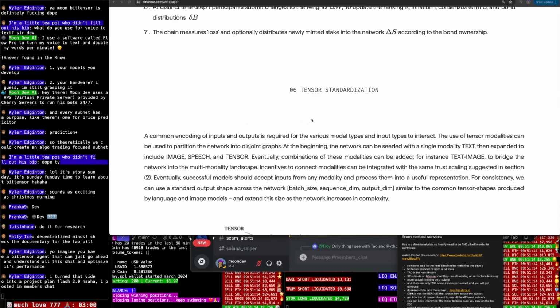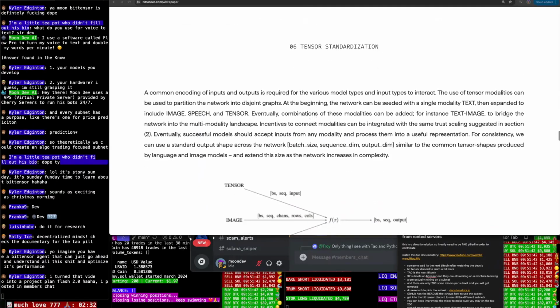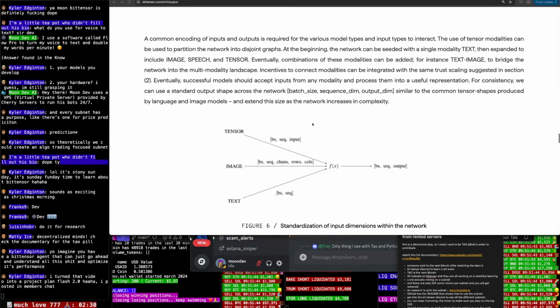Incentives to connect modalities can be integrated with the same trust scaling suggested in section 2. Eventually, successful models should accept inputs from any modality and process them into a useful representation. For consistency, we can use a standard output shape across the network: batch size, sequence dim, output dim, similar to the common tensor shapes produced by language and image models.